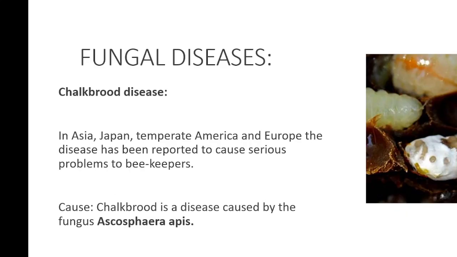Then next is the fungal disease. In the case of fungal disease, here you can see that this is chalk brood disease. See, the affected larvae will be looking like a chalk piece. That is why it is called chalk brood disease. It is common in Asia, Japan, America, Europe, etc. And it is actually a fungal disease, and it is caused by Ascosphaera apis. Ascosphaera apis is the fungus that is responsible for this disease.